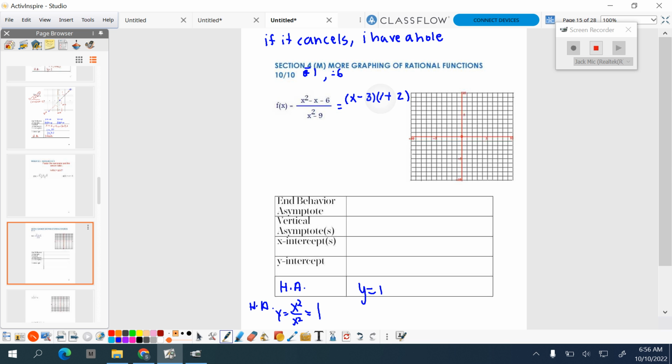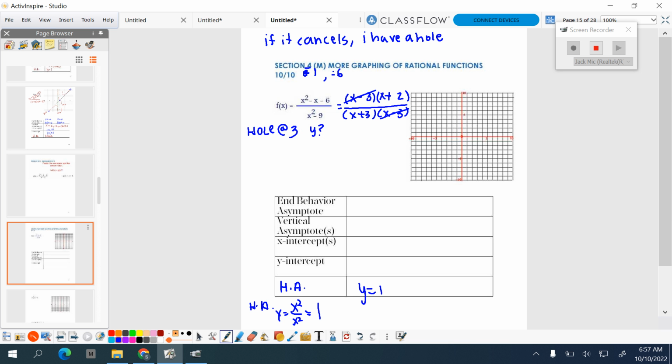On the bottom, it's just the difference of two squares. So square root of x squared is x, and square root of 9 is 3. So x plus 3 times x minus 3. And right here, I can see that this cancels. So I'm going to have a hole at 3. So I need to figure out what my y value is. So I'm going to put a y question mark, all right?